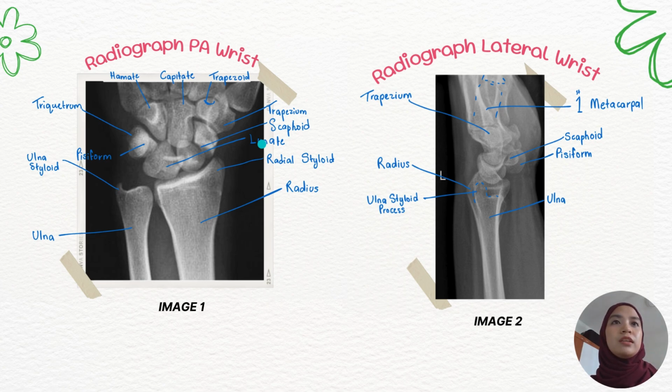For the lateral projection of the wrist, there are two criteria to indicate that it is a true lateral. The first criterion is that the distal end of the scaphoid and PC4 must be superimposed on each other, and the distal radius and ulna also must be superimposed on each other.